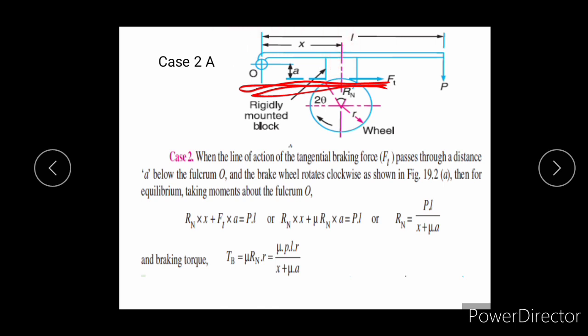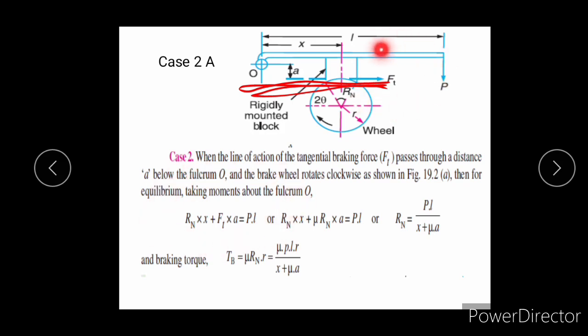It means minus Ft into A and minus Rn into X plus P into L equal to 0. So PL will be equal to Rn into X plus Ft into A, right? Listen to everything, and you can make notes by listening to the video. Just make notes and you will understand how this equation came. So PL will be equal to Rn into X plus Ft into A.